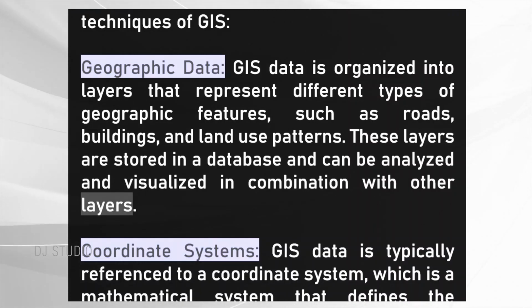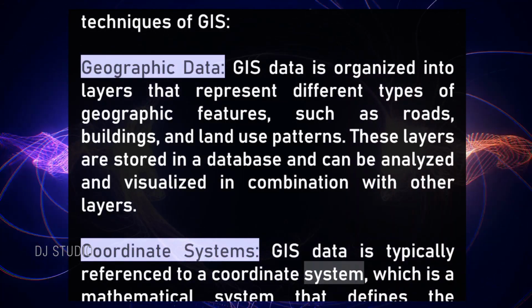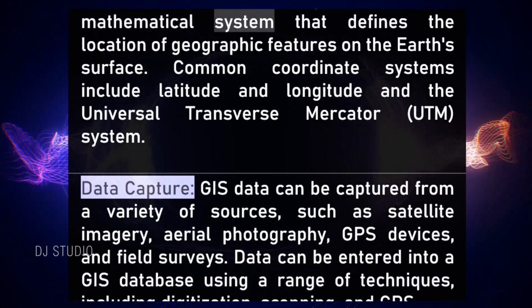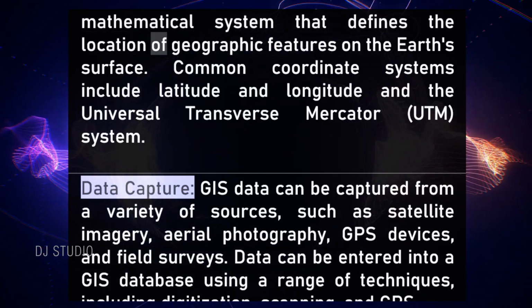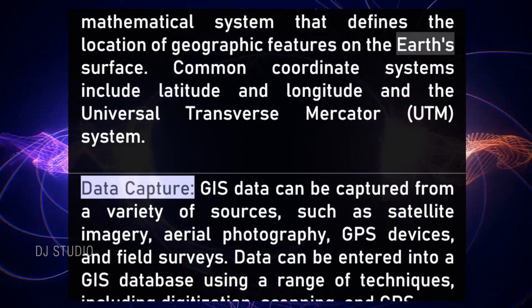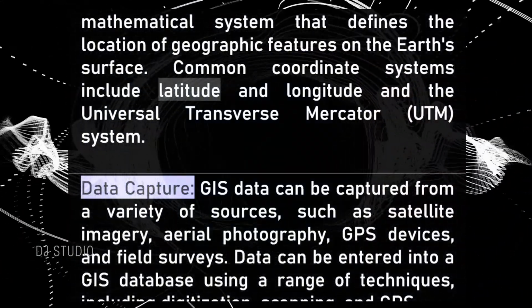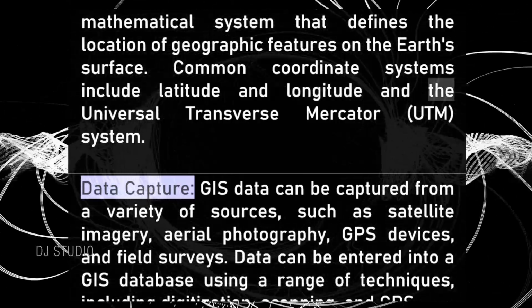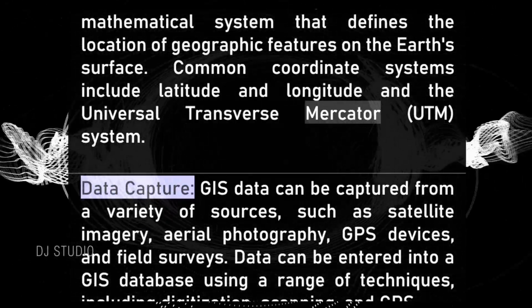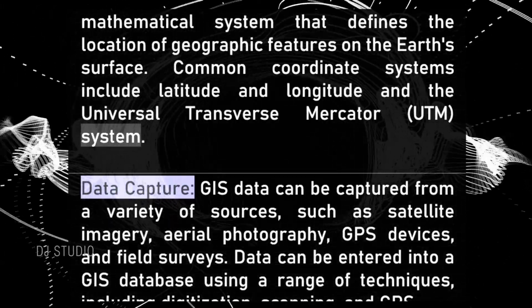Coordinate systems. GIS data is typically referenced to a coordinate system, which is a mathematical system that defines the location of geographic features on the Earth's surface. Common coordinate systems include latitude and longitude and the Universal Transverse Mercator (UTM) system.